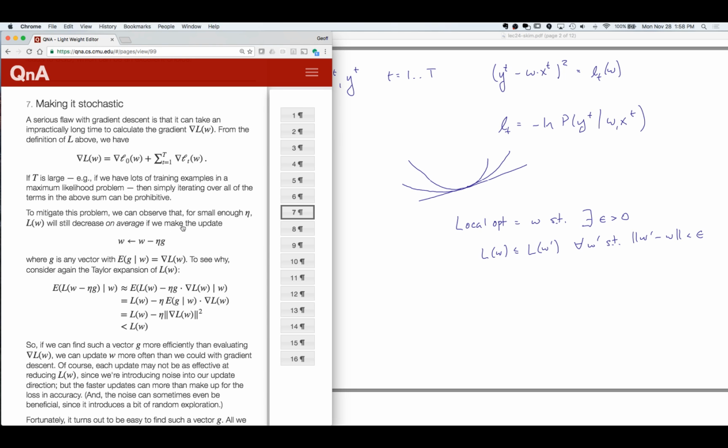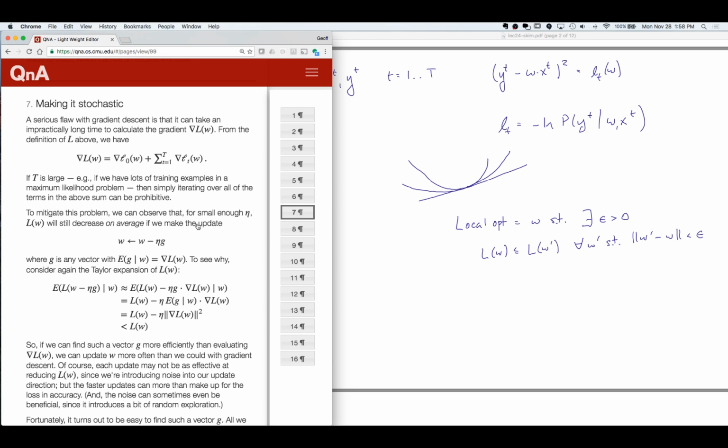If you look at the Taylor expansion, it says that as long as you move in approximately the same direction as the negative gradient, you're going to still decrease the loss. At least you're going to decrease the Taylor approximation. So if you take a small learning rate, you'll decrease the loss as well. On average, right? Any individual step might increase the loss if you're unlucky, but on average, you're going to decrease it.